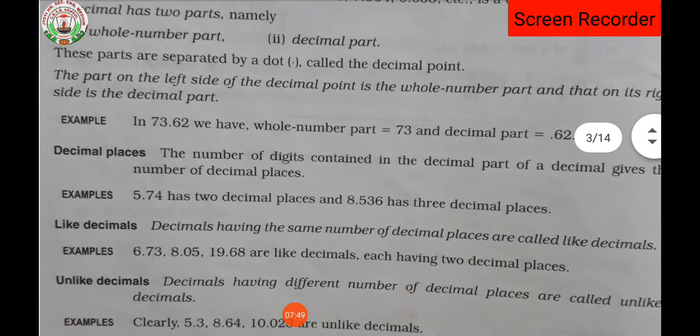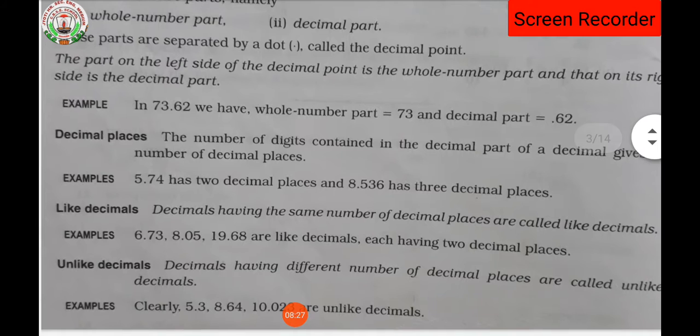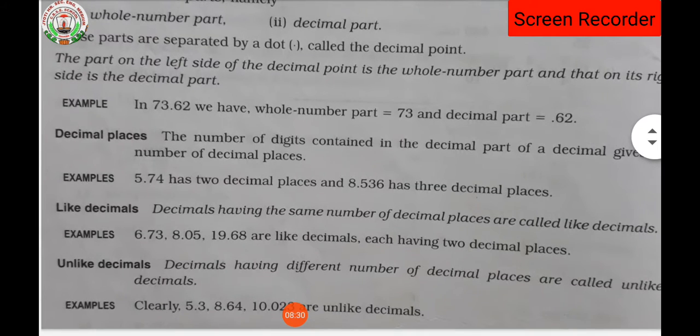Now next we are going to see like decimals and unlike decimals. Decimals having the same number of decimal places are called like decimals. Same number of decimal places means that if we have 4 decimal numbers, then after the decimal point each of the four should have 2 digits each, or 3 each, or 4 each. The number of digits after the decimal point should be equal. Such numbers are called like decimals. And in unlike decimals, after the decimal point the number of digits can be 1, 3, 4, 6 like that. So they are called unlike decimals.